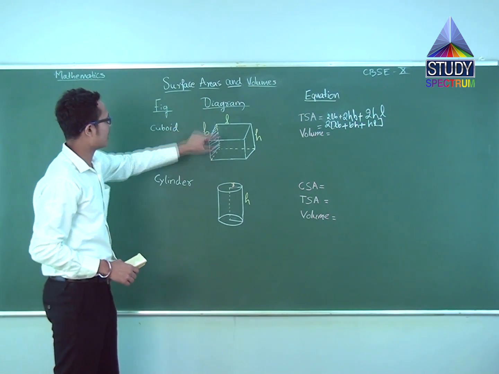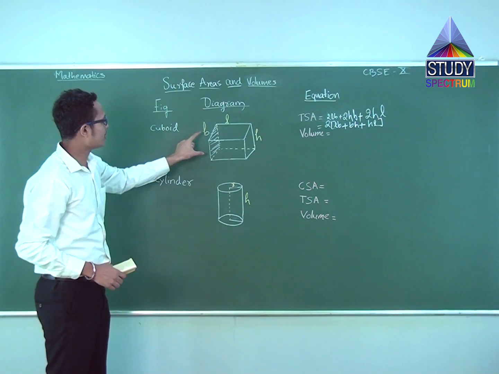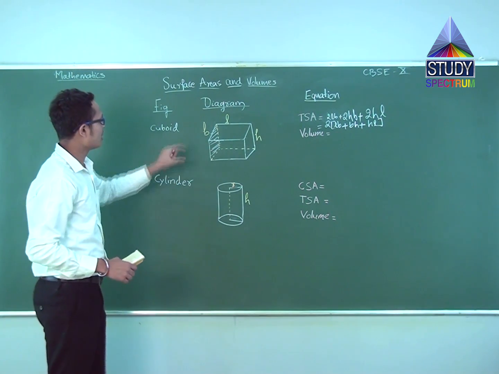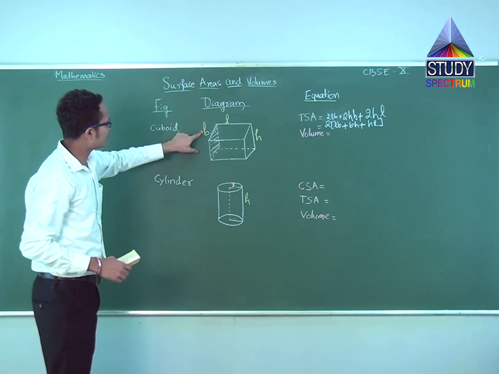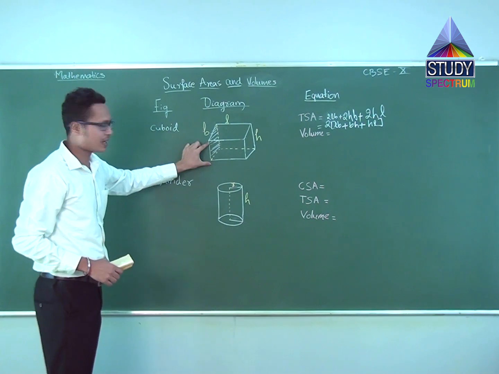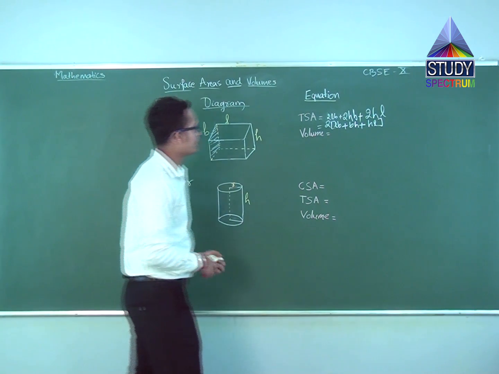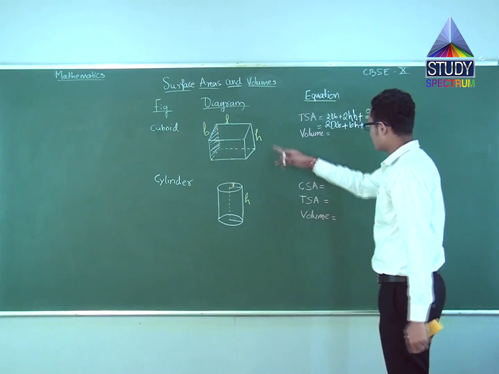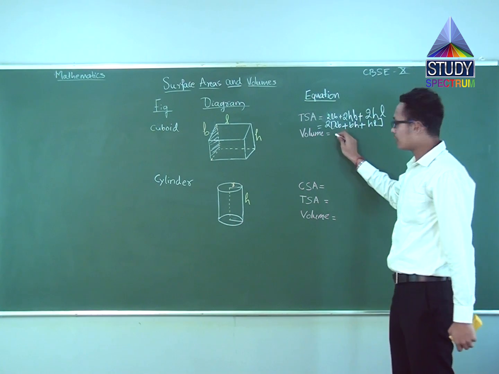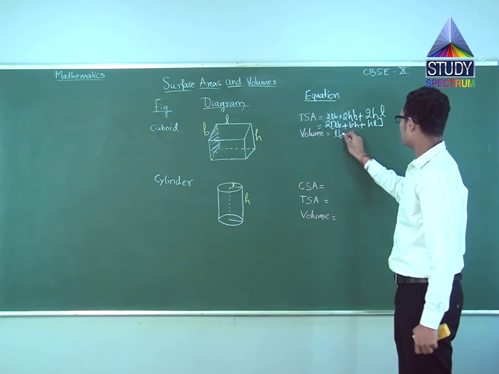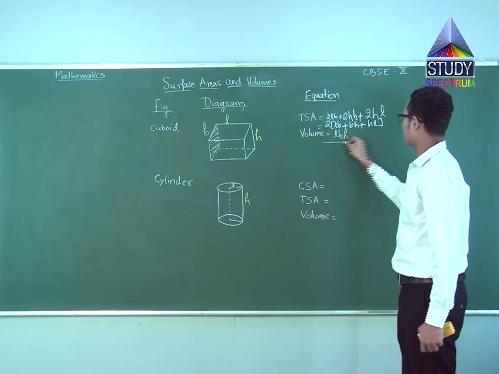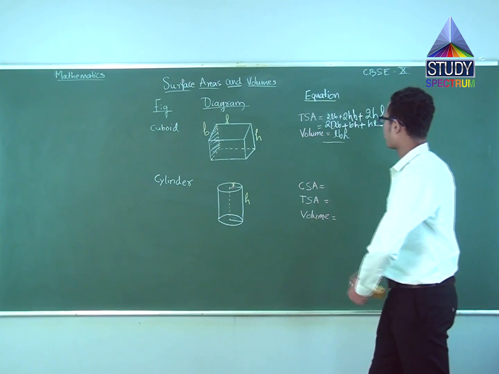What I am leaving here is L. So I multiply BH with L. Why? Because the area of this face is B into H, that is B multiplied by H, and the remaining is L. So therefore I'll just directly write it straight here: L B H. That's the volume of the cuboid.